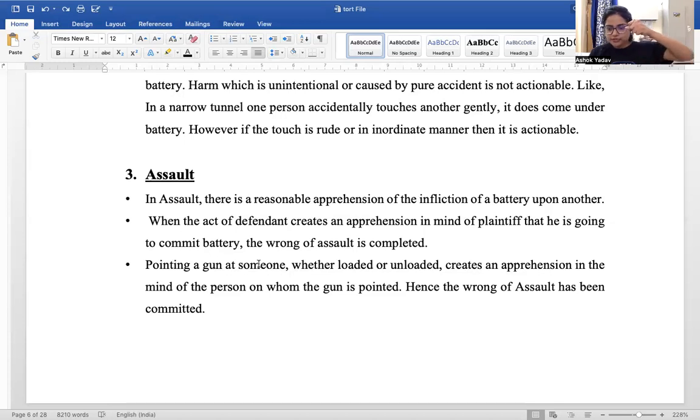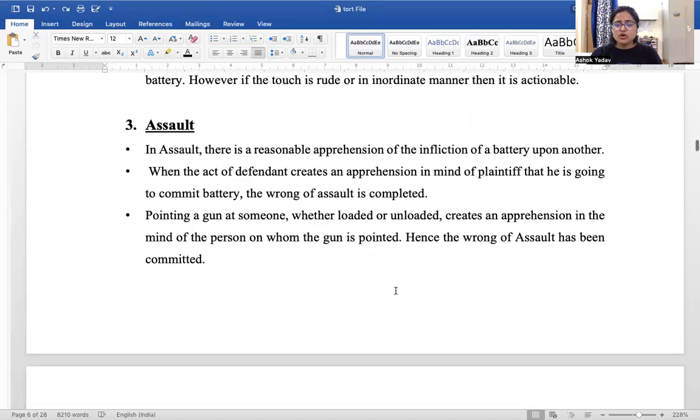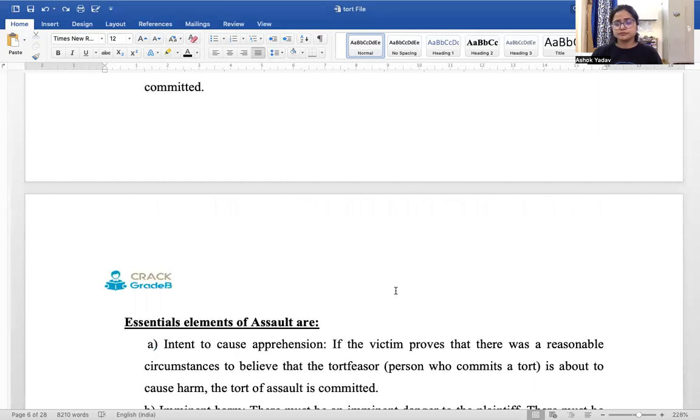Suppose I make a fist like this. There will be apprehension to the person who's standing in front of me, right? That this person is going to use force against me. So the moment I make a gesture like this, then it will be called an assault, right? Pointing a gun at someone, whether loaded or unloaded, creates an apprehension in the mind of the person on whom the gun is pointed. Hence, the wrong of assault has been committed.